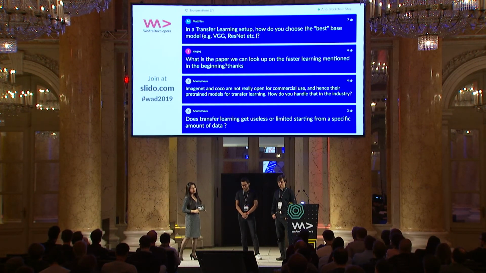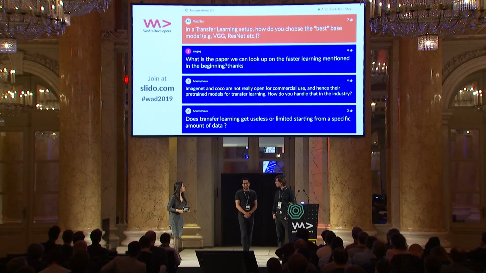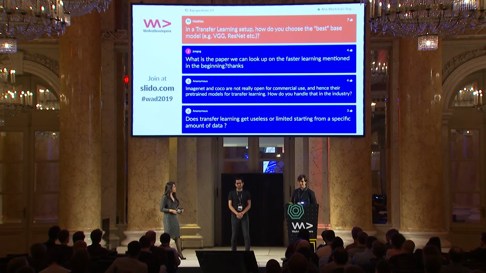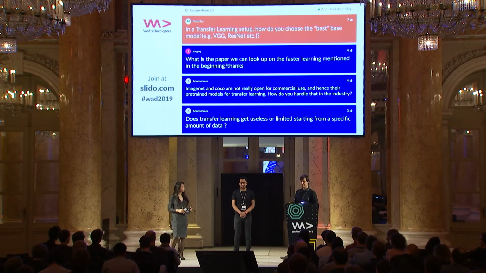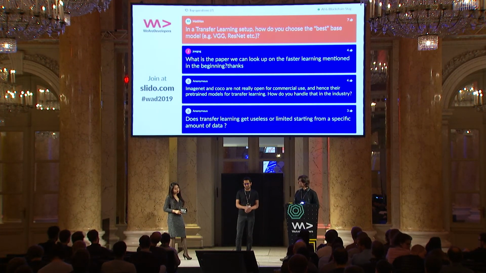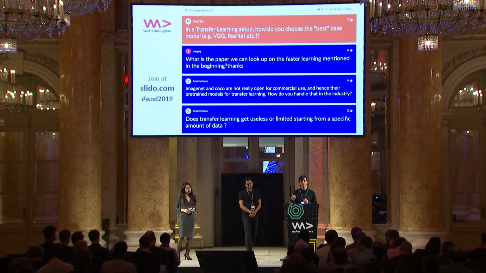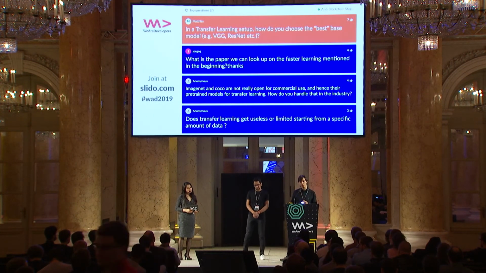In a transfer learning setup, how do you choose the best base model? Well, I think usually you choose the one which is latest released because it always shows a higher accuracy. And especially, if you don't know anything, you should go with a ResNet because it's a good model. It's a good baseline, and then you should look for special characteristics in your learning setup.